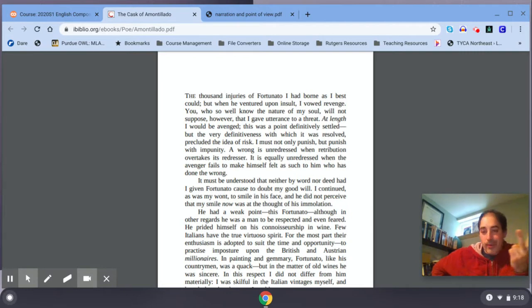But of course, this is a story about a killing, right? There's basically two characters. One guy kills the other guy, and it's pretty simple, right? In terms of plot, in terms of character. But there are some pretty powerful implications to the story being told in the first person from Montresor's point of view, right?